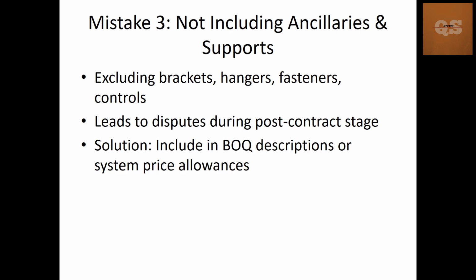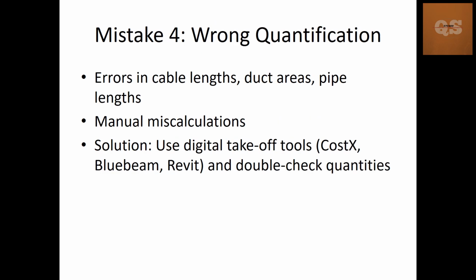Or else, as per NRM, all the supports and everything is included with the system. So in the description you can mention that it is supply and installation of such and such item, including all the required ancillaries and supports. So it is clearly mentioned, so that there will not be a dispute and the pricing is done including these ancillaries and supports. Next is wrong quantification, which is just a general mistake.